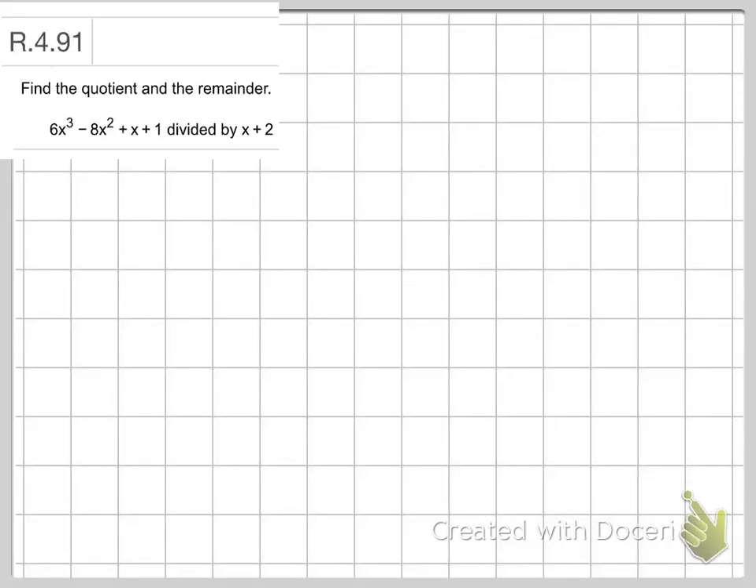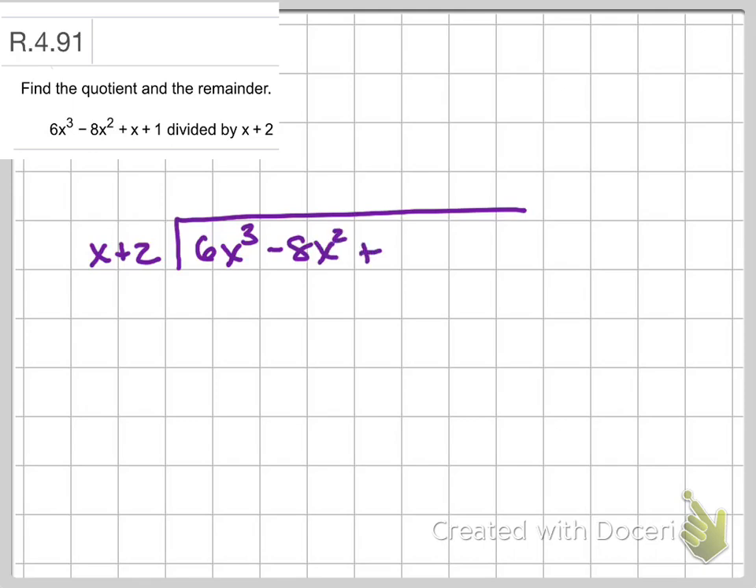Here we're going to divide 6x cubed minus 8x squared plus x plus 1 by x plus 2. In this problem, we are supposed to use long division, so let's set the problem up using long division. X plus 2 divided into 6x cubed minus 8x squared plus x plus 1.